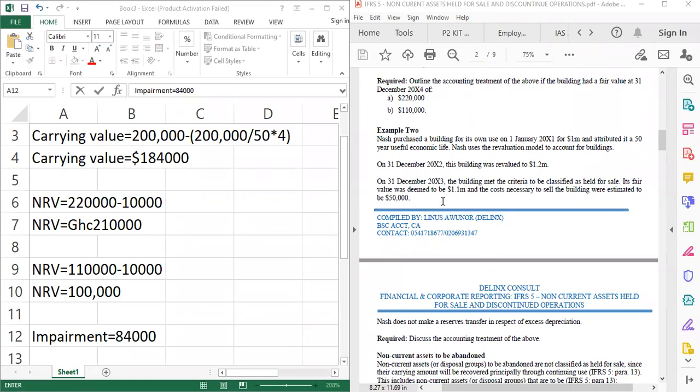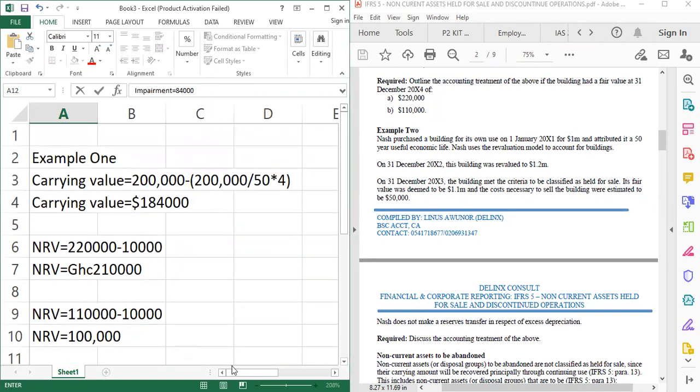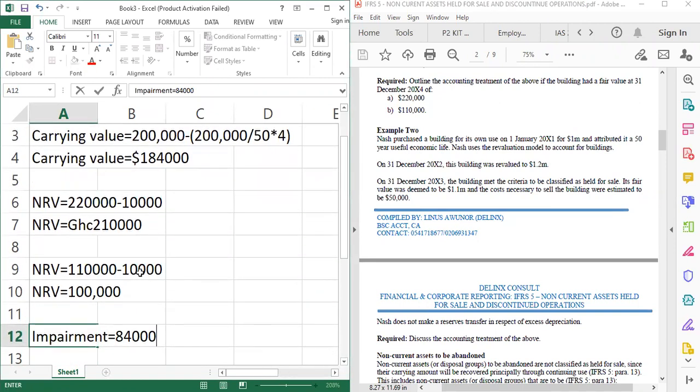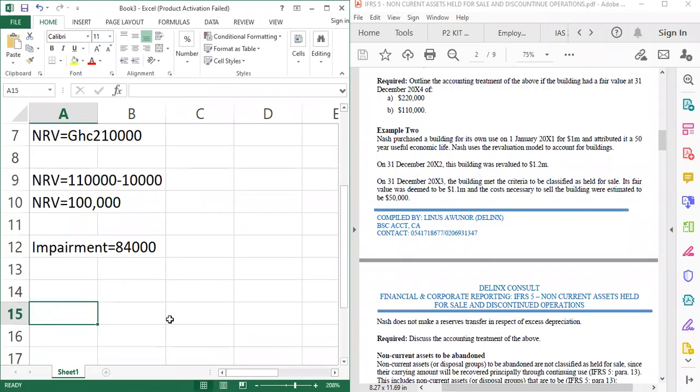Example 2. Nash purchased a building for its own use on 1st January 2001 for 1 million and attributed it a 50-year useful economic life. Nash uses the revaluation model to account for buildings. On 31st December 2002, this building was revalued to 1.2 million. On 31st December 2003, the building met the criteria to be classified as held for sale.